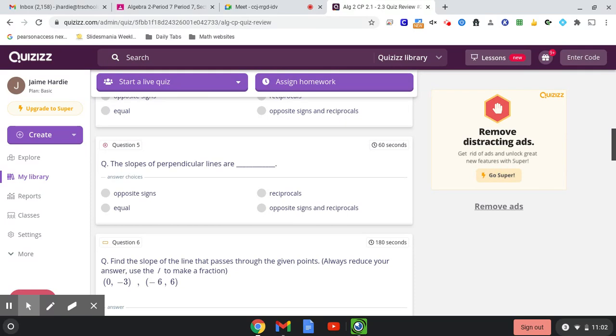Wait, what was number 5? Number 5 was opposite signs and reciprocals. Oh, it's 2 answers? Yeah, it's going to be multiple choice, so you would just pick the one that said that.